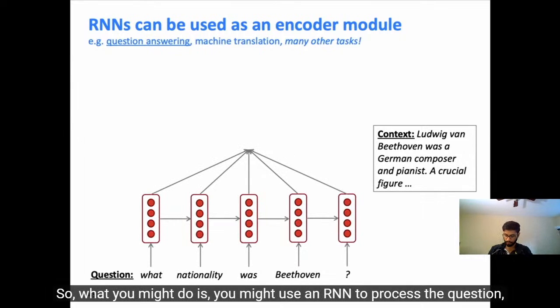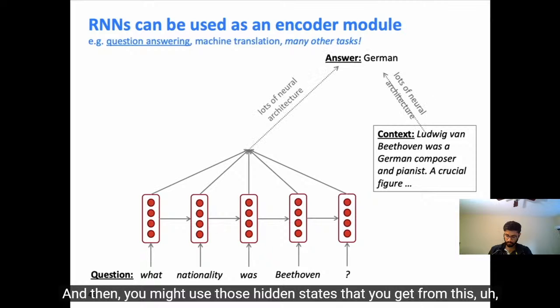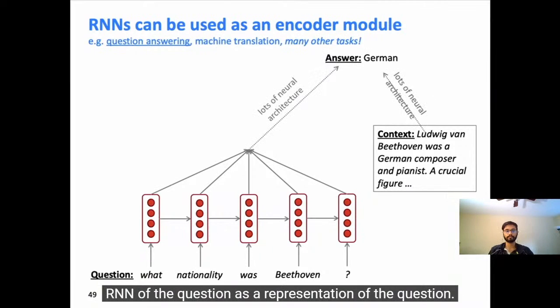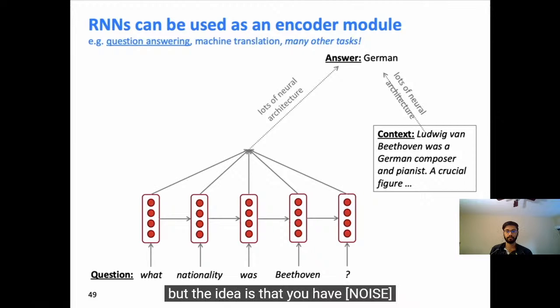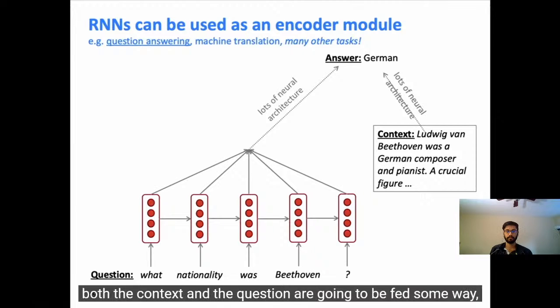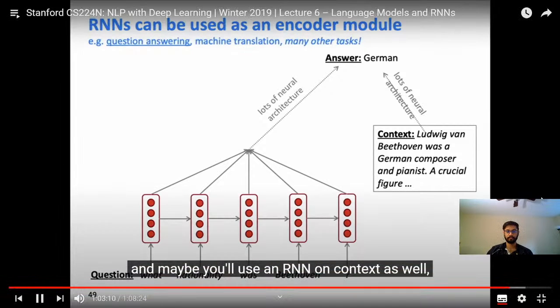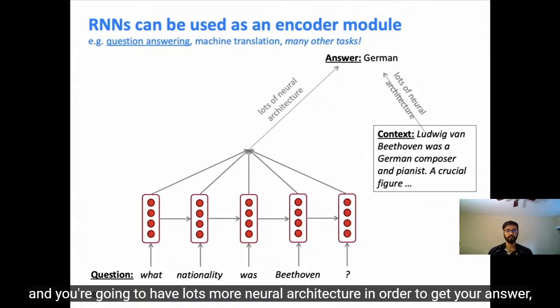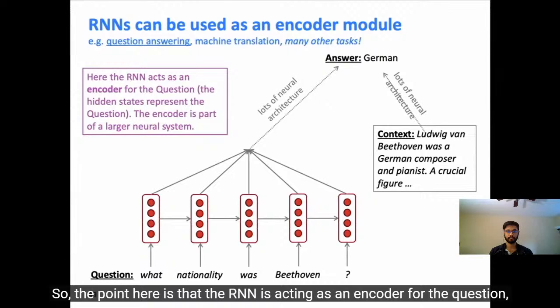What you might do is use an RNN to process the question, what nationality was Beethoven? And then you might use the hidden states that you get from this RNN over the question as a representation of the question. I'm being intentionally vague here about what might happen next, but the idea is that both the context and the question are going to be fed in some way, and maybe you'll use an RNN on the context as well. You're going to have lots more neural architecture in order to get your answer, which is German. So the point here is that the RNN is acting as an encoder for the question.